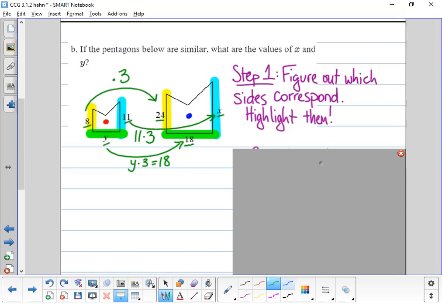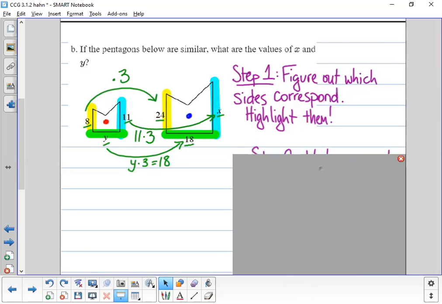So in that case, we're going to work on setting up a proportion to help you figure out what the zoom factor is, or to help you solve for a missing side. Now that we know what our answers should be for X and Y, that will help us figure out if we're setting up our proportions correctly.